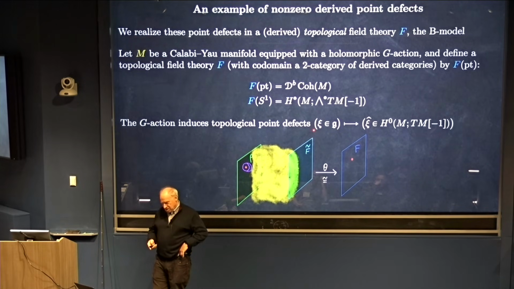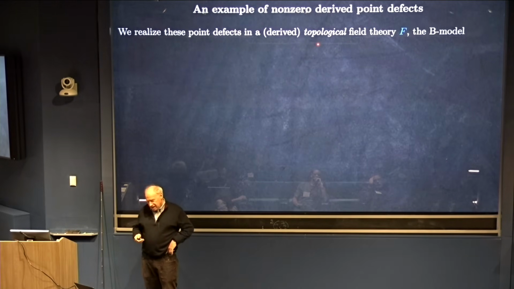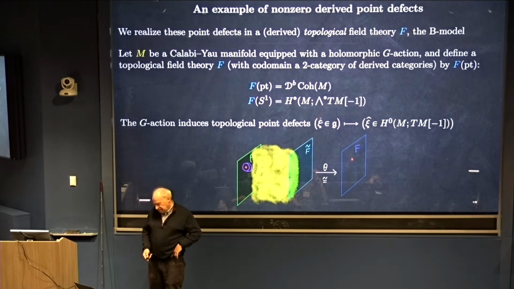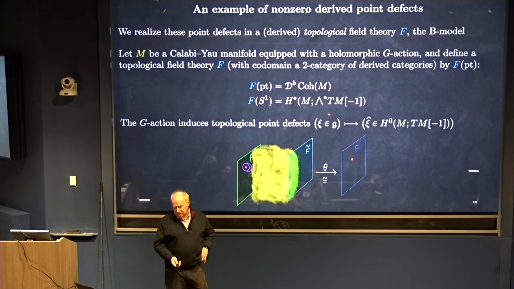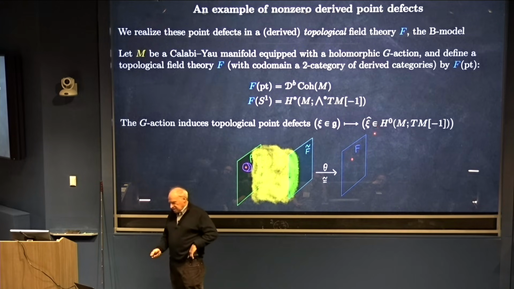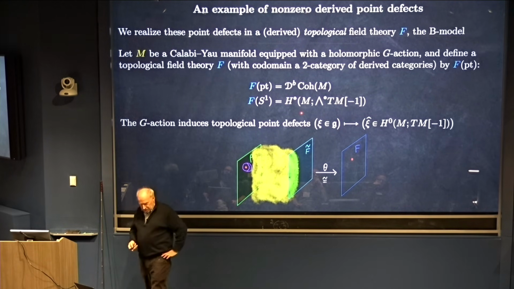So if you remember, we had this exterior algebra on the Lie algebra. And so we could take the degree 1 element, which is just an element of the Lie algebra. That element of the Lie algebra gives a holomorphic vector field on M. And so it gives us exactly a degree 1 element inside this vector space, F of S1. So that's where we could see those defects.